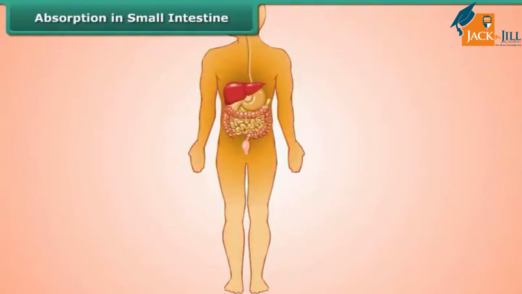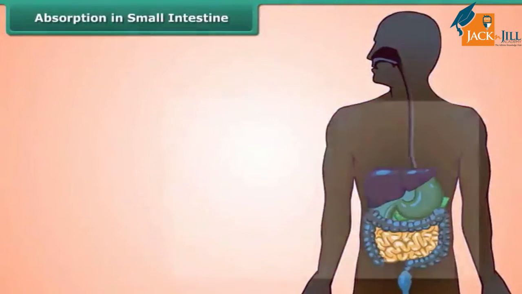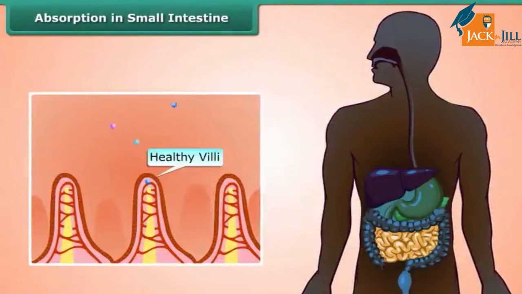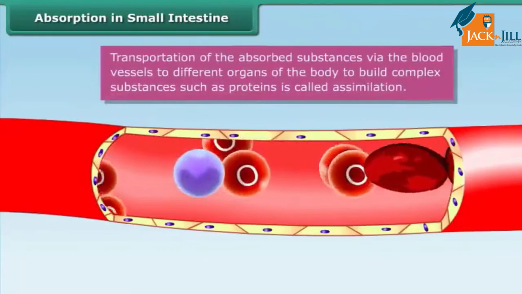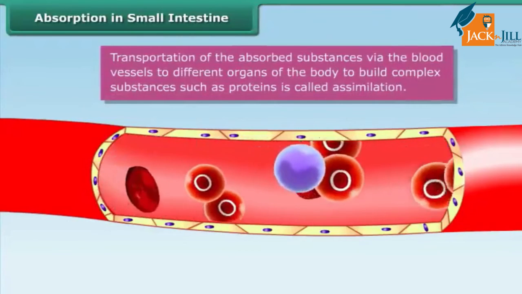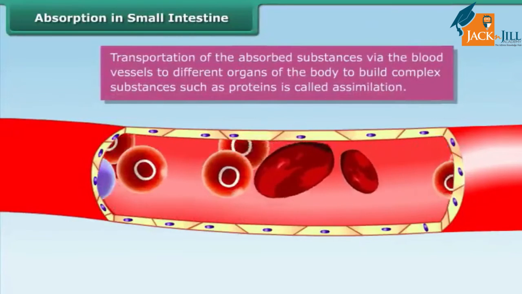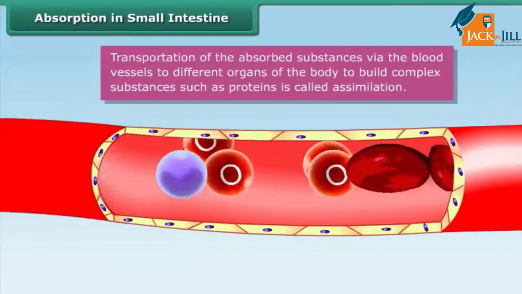Well, there are tiny finger-like things called villi, lining the inside of small intestine. Do you know the interesting part of villi? It increases the surface area for the absorption of digested food. Then the absorbed substances are transported via the blood vessels to different organs of the body, where they are used to build complex substances such as proteins.